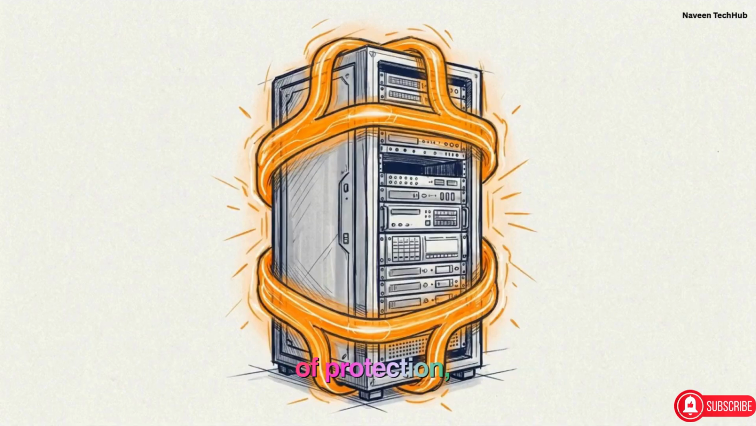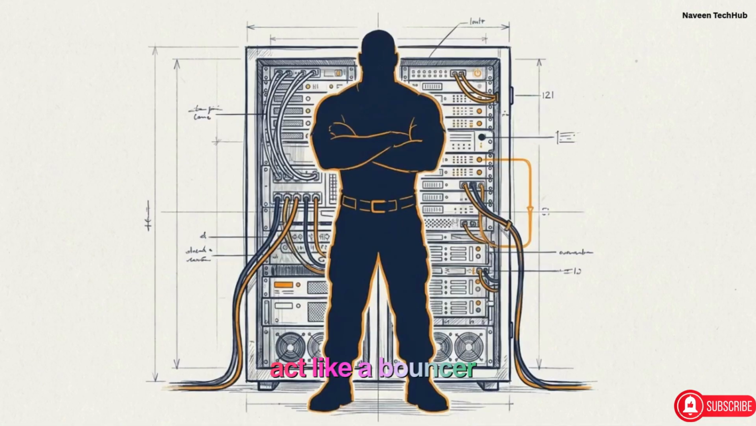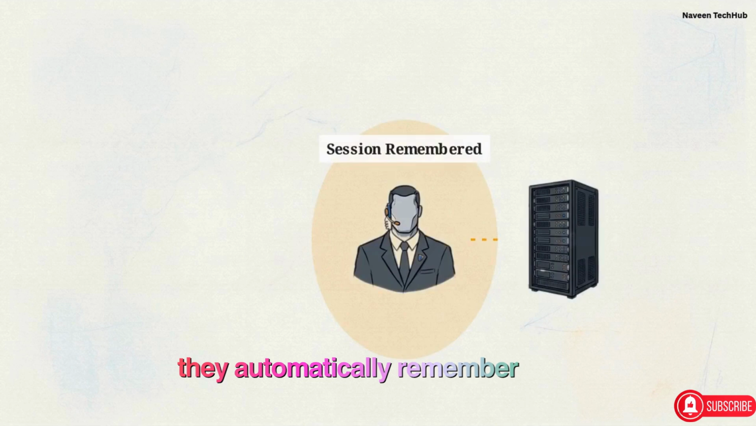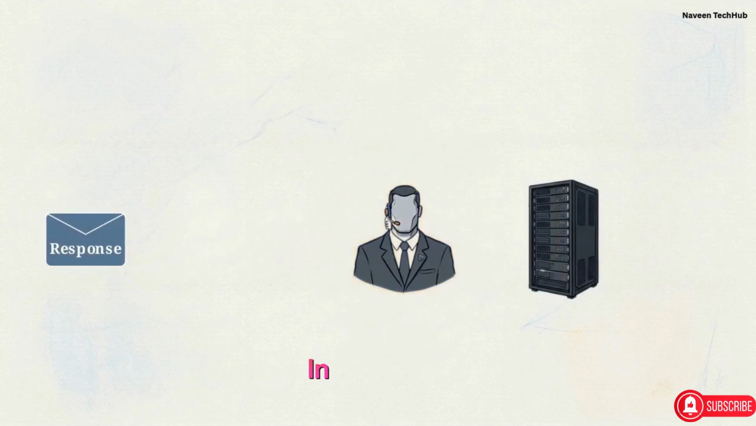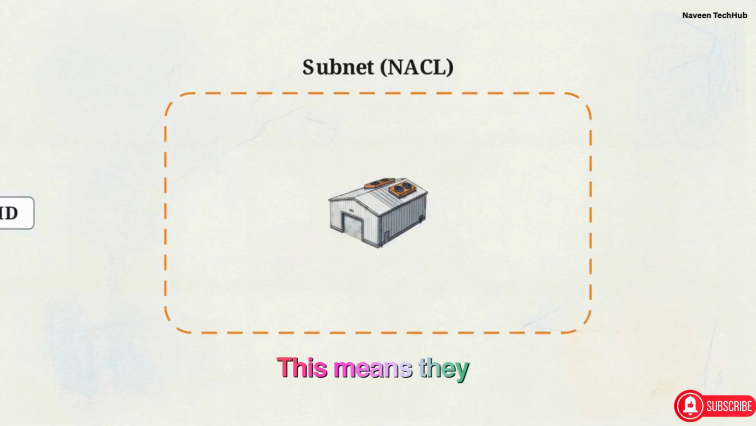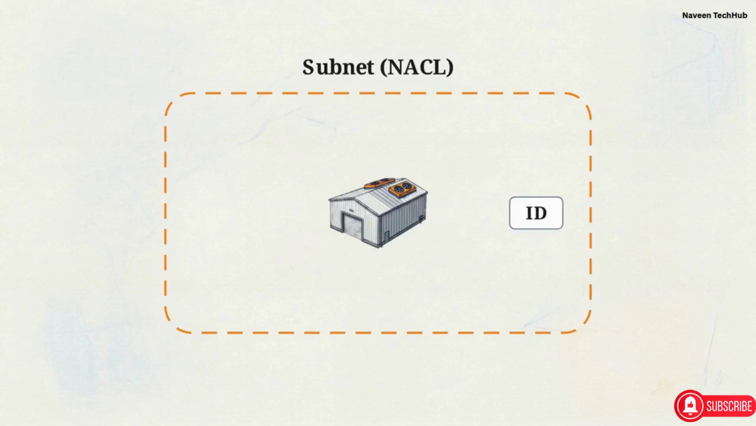To add another layer of protection, AWS uses security groups. You attach these to individual virtual computers. They act like a bouncer at the door of a specific server. They are stateful, meaning if the bouncer lets your request into the server, they automatically remember you and let your response back out. In contrast, network access control lists, or NACLs, act like guards patrolling the boundary of an entire subnet. They are stateless. This means they check your ID on the way in and then completely forget who you are. When you try to leave, they will check your ID all over again before letting you out.